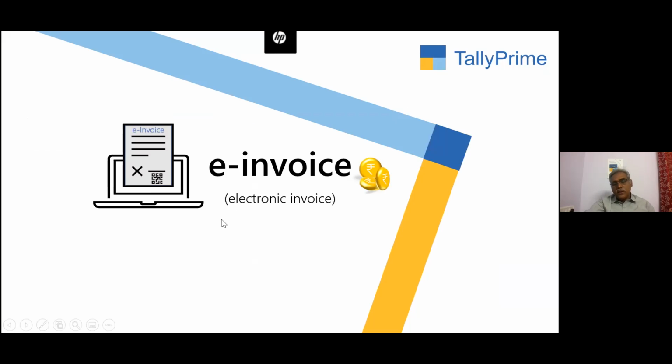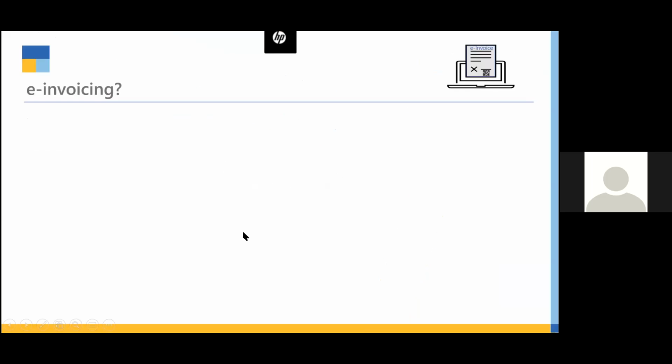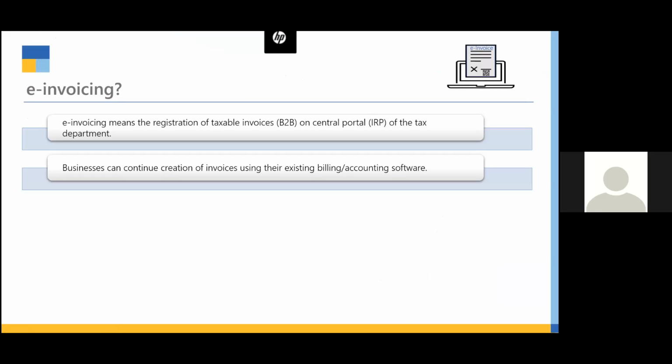Okay. So e-invoice, quickly I'll just take you through a few domain things because some of the students are there, may be useful. Then I'll also take you through the product. You know that e-invoicing is applicable for the businesses whose turnover is 500 crore now and it will become applicable for 100 crore companies. So this is basically the registration of your taxable invoices, that is only B2B invoices on IRP portal.